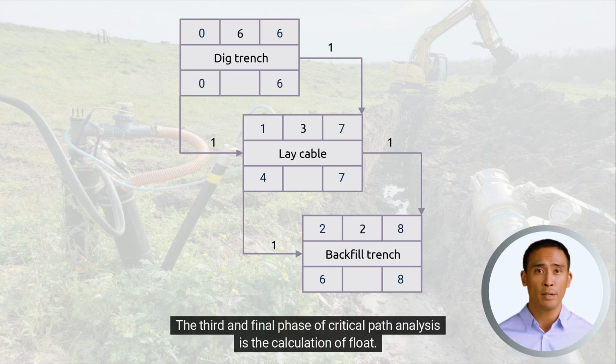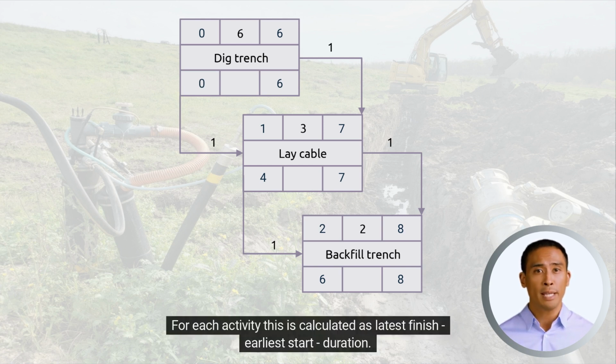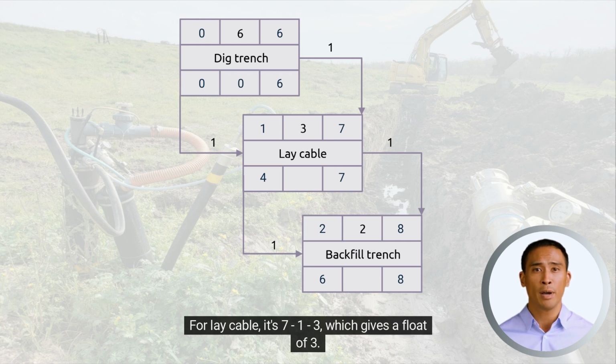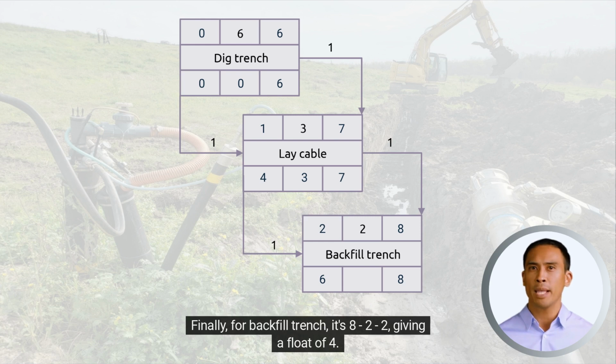The third and final phase of critical path analysis is the calculation of float. For each activity, this is calculated as latest finish minus earliest start minus duration. For dig trench, this is 6 minus 0 minus 6, resulting in a float of 0. For lay cable, it's 7, minus 1, minus 3, which gives a float of 3. Finally, for backfill trench, it's 8, minus 2, giving a float of 4.